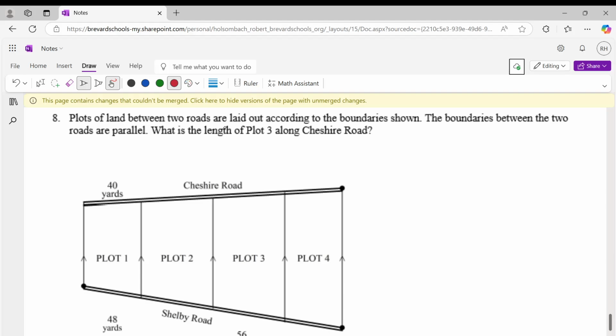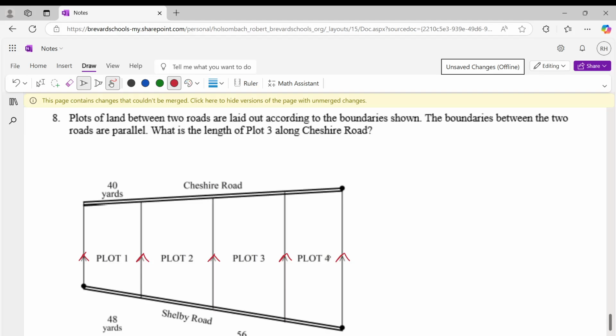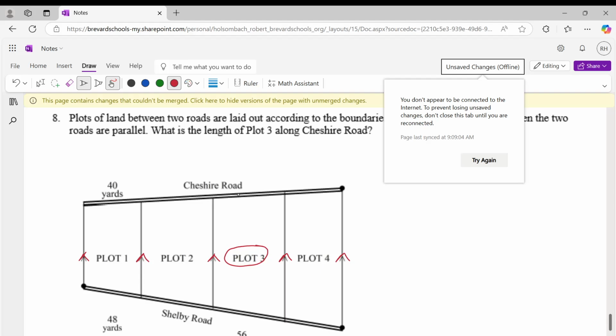Problem number 8, plots of land between two roads are laid out according to the boundary shown. The boundaries between the two roads are parallel. So all of these vertical boundaries are parallel to each other. If all of those are parallel to each other, then all of these small pieces are proportional to each other. What is the length of plot 3 along Cheshire Road? Here's plot 3. Here's Cheshire. So we're looking for this distance from here to here.